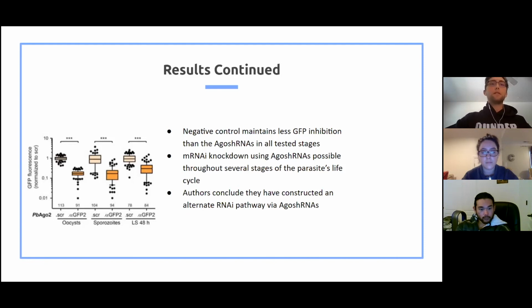In all cases, the anti-GFP AGO shRNAs inhibited the GFP transgene more than the controls. And the authors concluded that they have successfully constructed an alternate RNAi pathway via these AGO shRNAs.